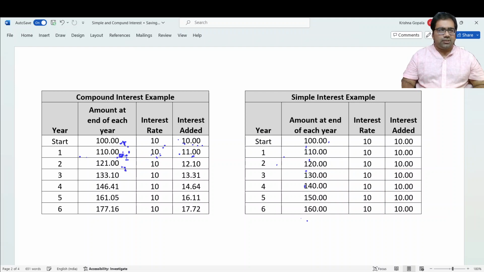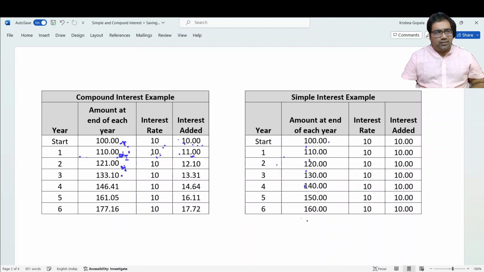But in this case, 10% of 110 will get added, which is 11 rupees. That will get added to make 121. This is by the end of second year. By the end of second year, we would have become 121.